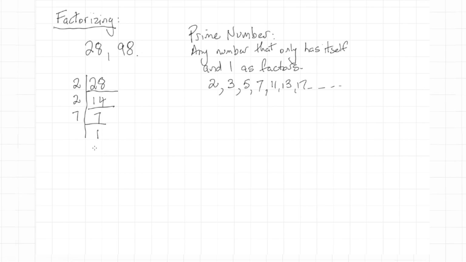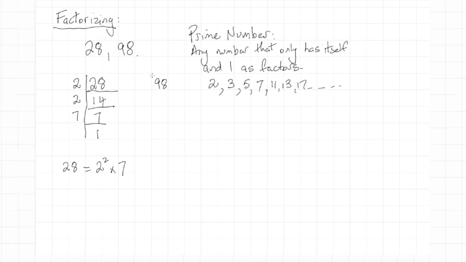Now at that stage we stop and we say that 28 equals, and we just run down this vertical column here, and they should be in ascending order if you've always gone smallest first. So it'll be 2, how many 2's have we got? 2 of these, so 2 to the power of 2 times 7. So we have reduced 28 to powers of prime numbers.